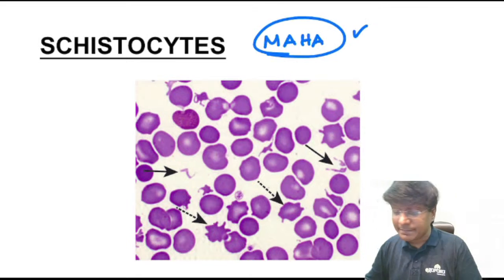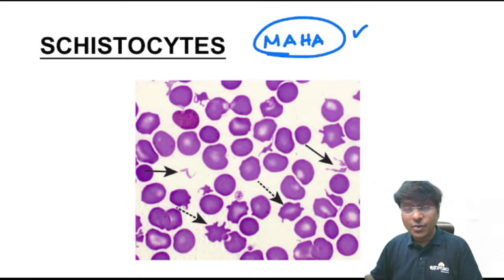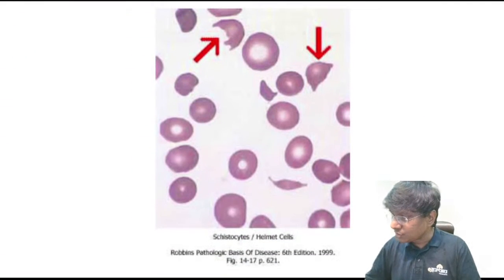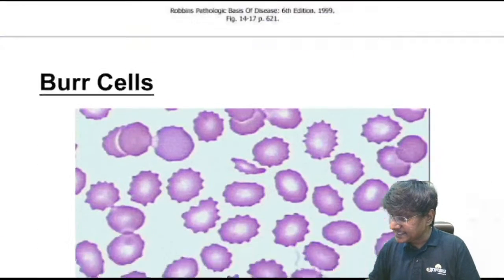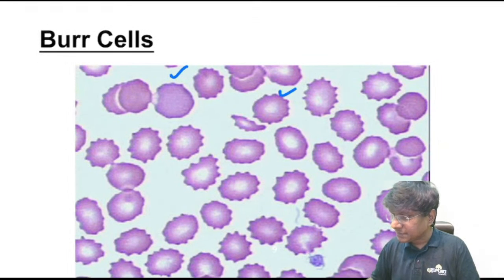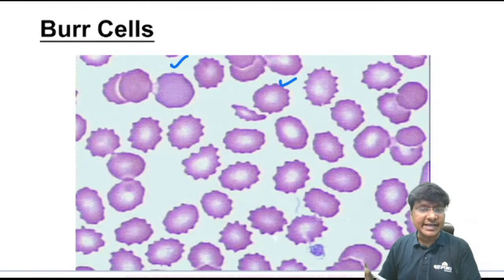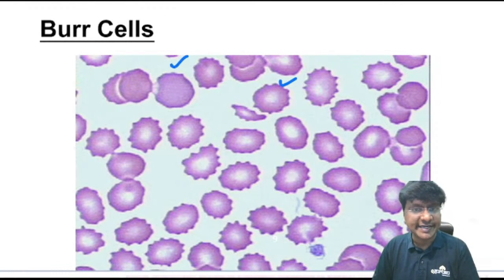So because of this microangiopathic hemolytic anemia, whenever you do a peripheral smear, you will observe the presence of the schistocytes. You will observe the presence of the helmet cells. You will observe the presence of the burr cells. And these are all secondary to microangiopathic hemolytic anemia.